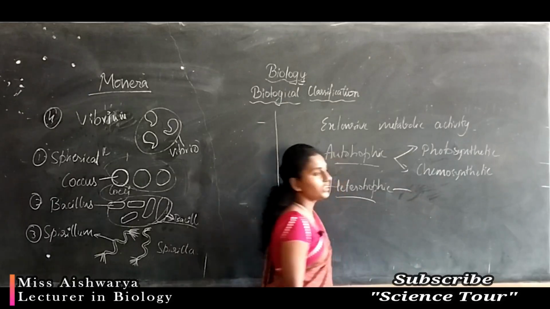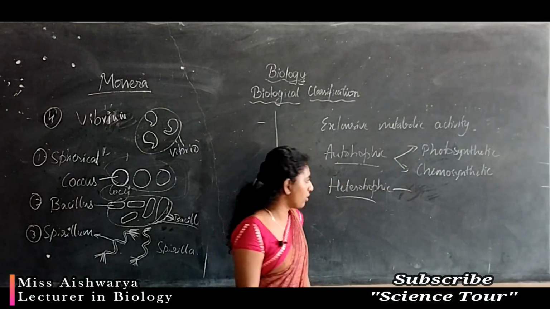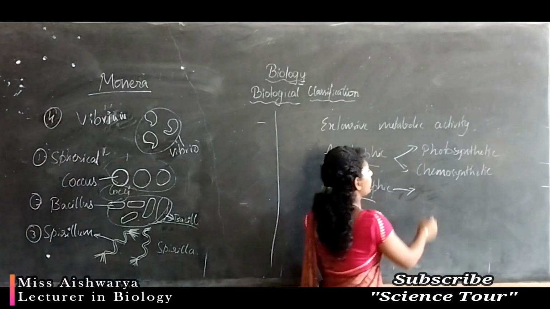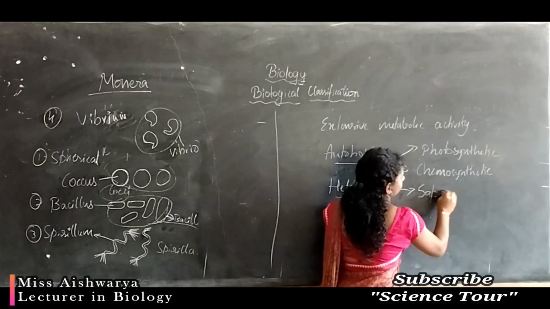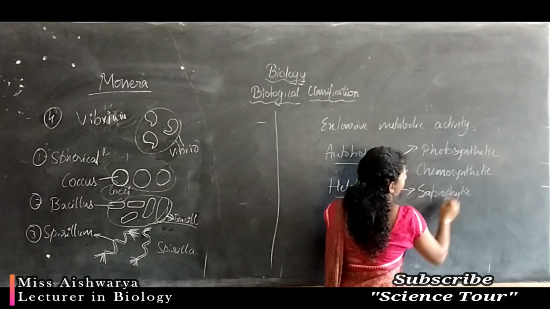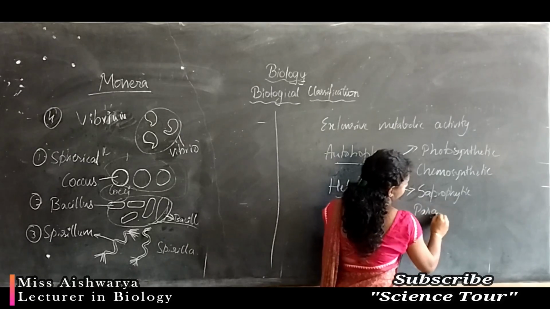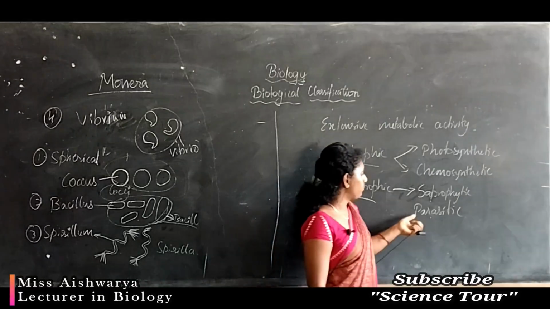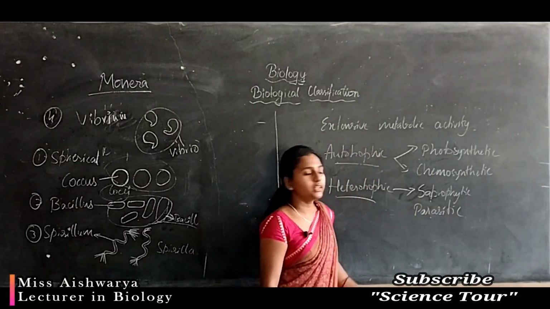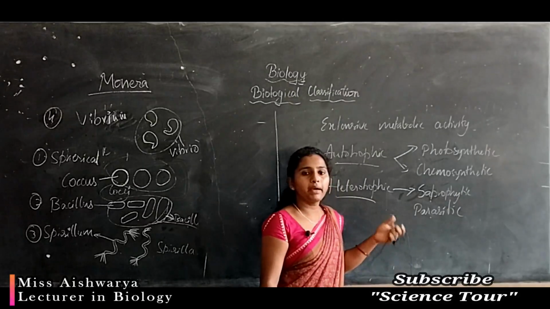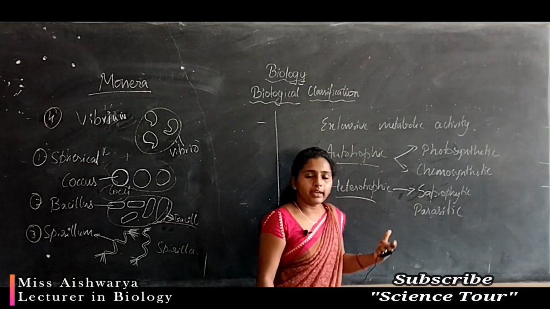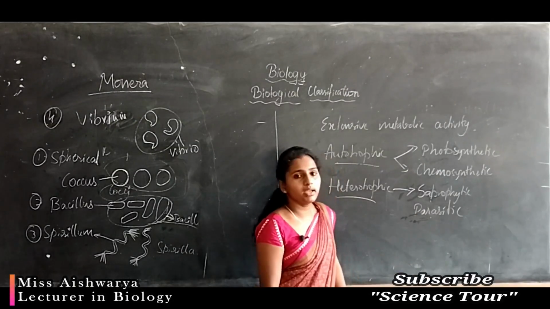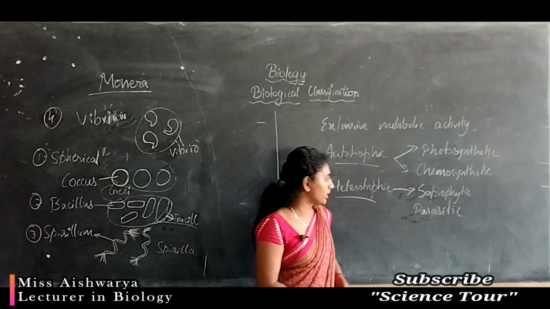Some are heterotrophic, they may live on other living organisms, or they may be saprophytic or parasitic. Saprophytic means which grow on dead and decaying matter, and parasitic means which grow on the other organism by getting food from the other organism. These types of nutrition may affect or cause a disease in living organisms.